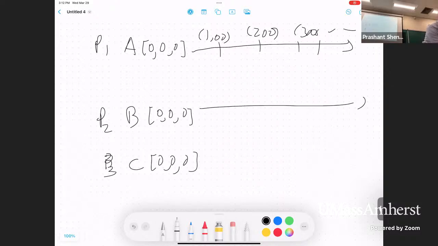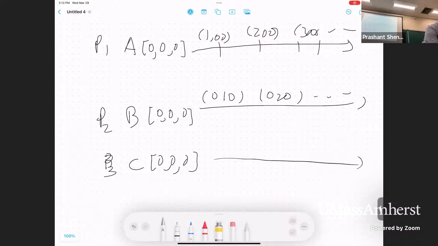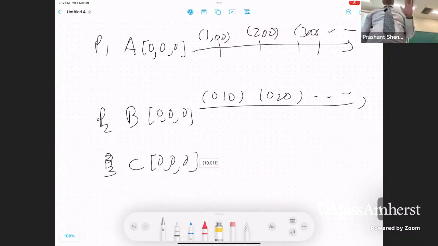In this case, you are going to become 0, 1, 0, 0, 2, 0, and so on. And here this is going to be 0, 0, 1, 0, 0, 2, and so on. Same as before, except that in this case you're only incrementing one element of the vector, not all of them, when you have local events.